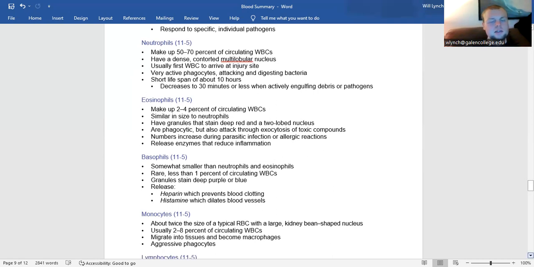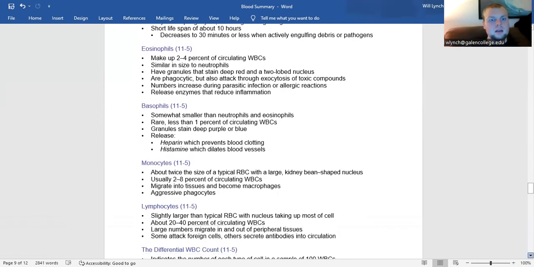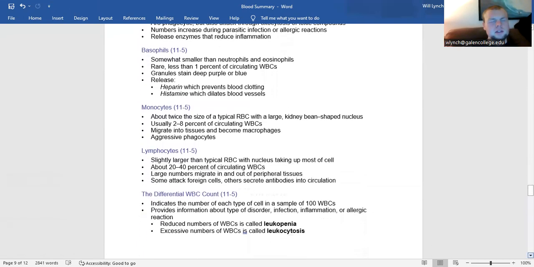Next, we have monocytes. These are the largest white blood cells. They are variable in population from about 2 to 8%, and this is highly dependent on how many of them are actively converting into macrophages at any one time. They are very large, about twice the size of the neutrophil. They have a very large kidney bean-shaped nucleus as well.